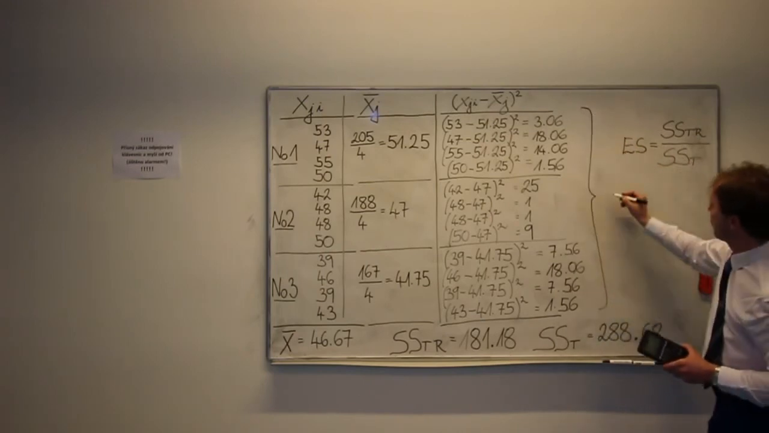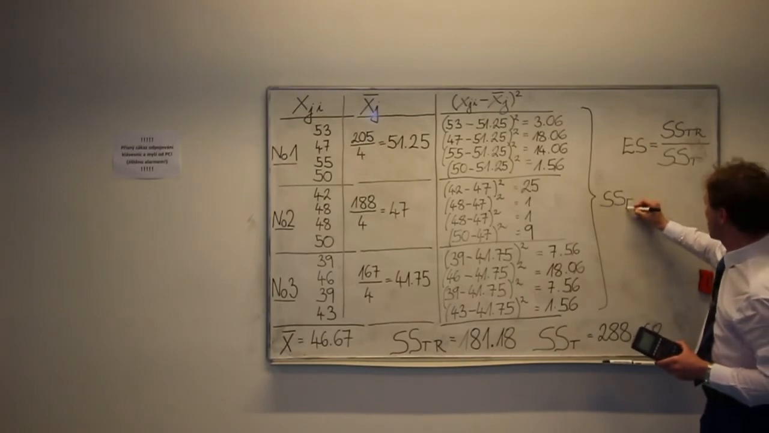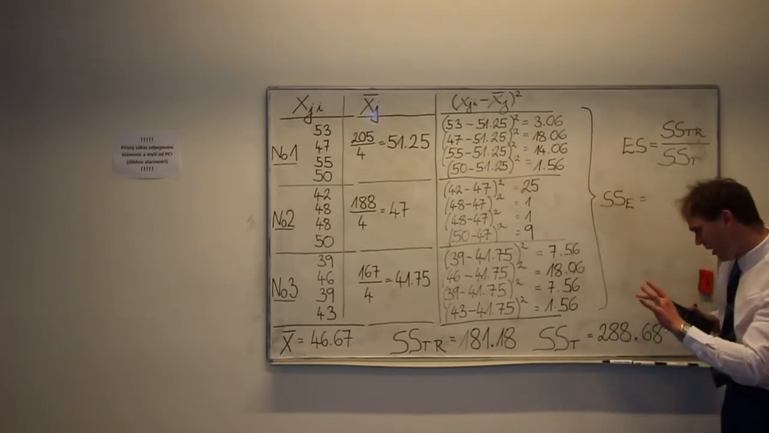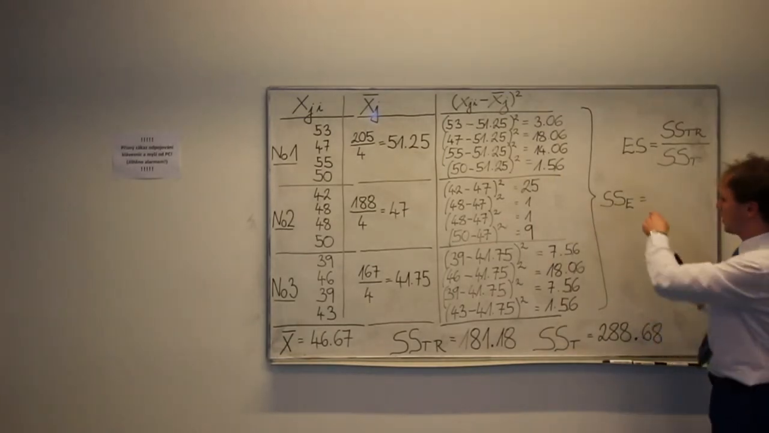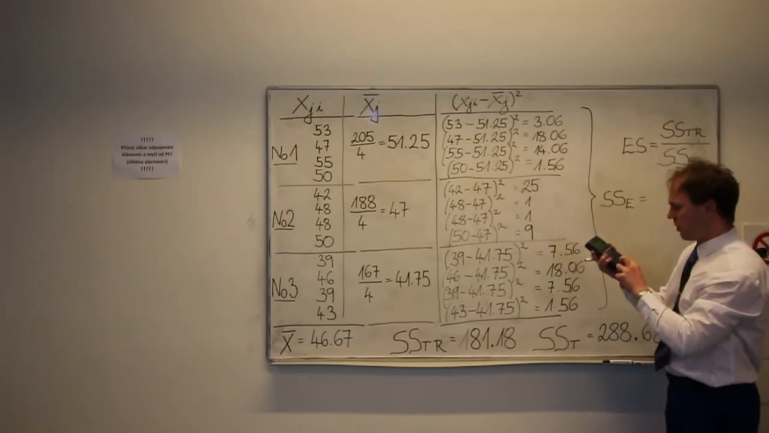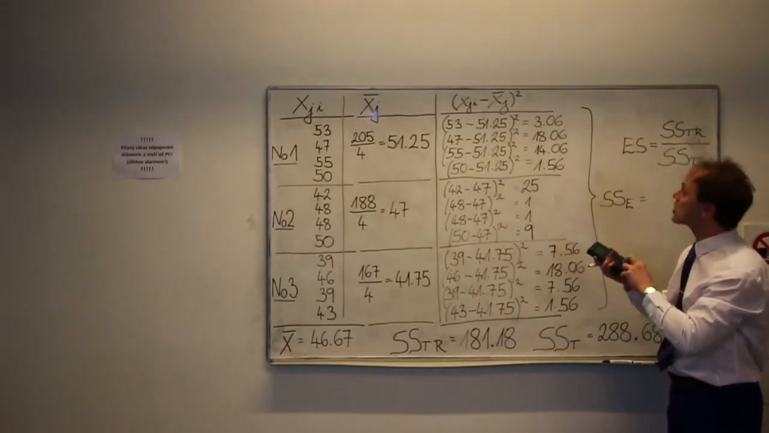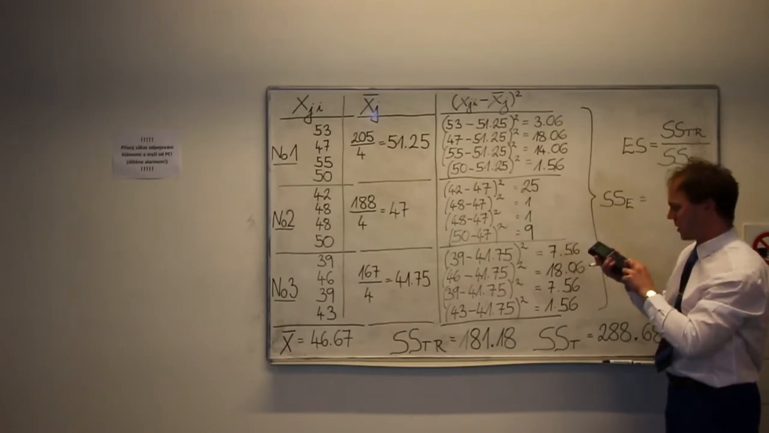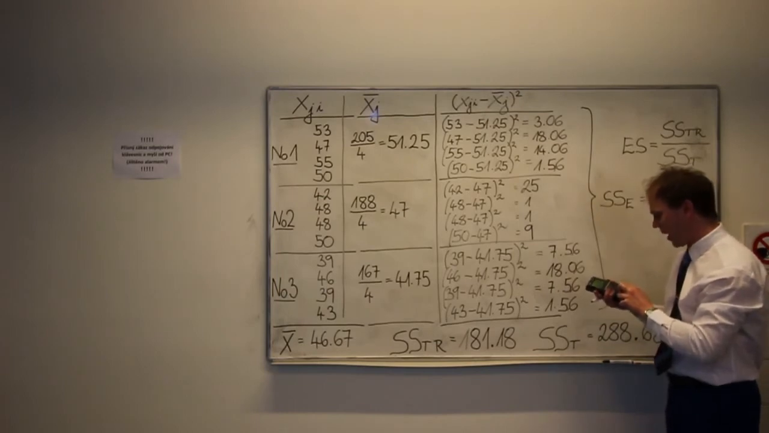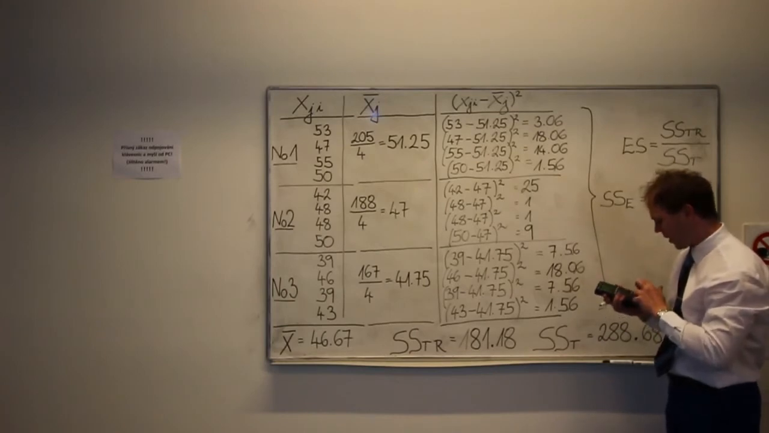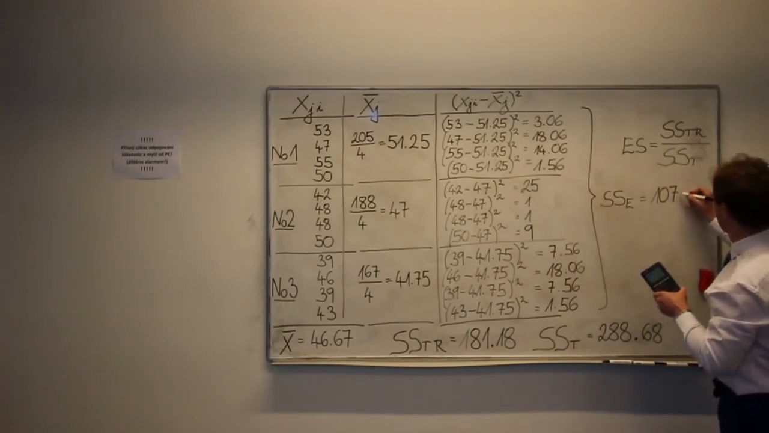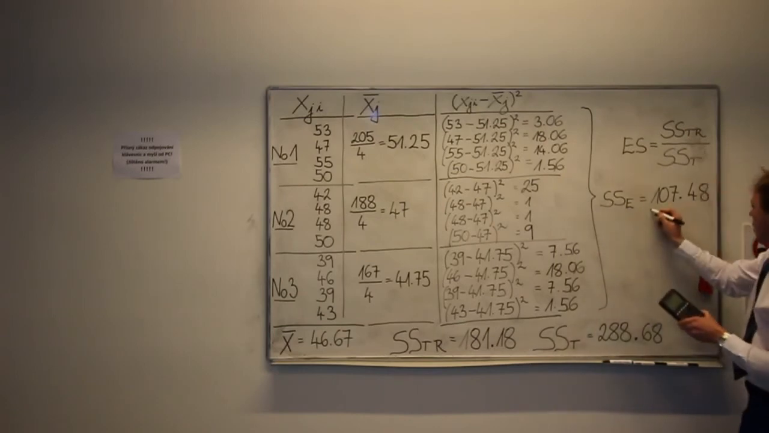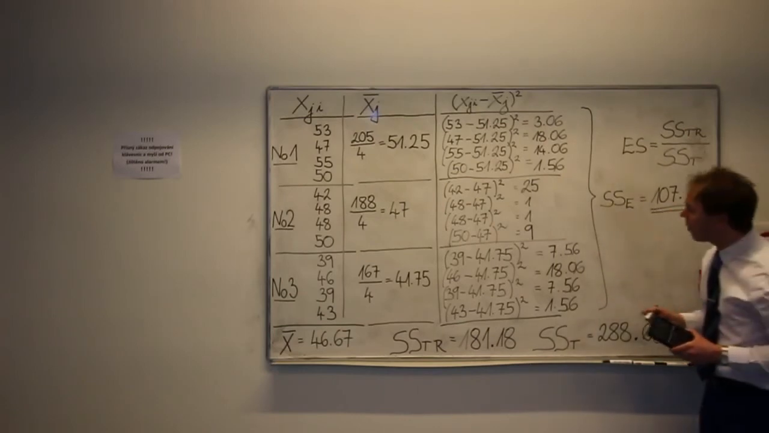Okay, so the summation of these 12 values should be the sum of squares error. And I calculated here 107.5. Am I right? So we'll see. 3.06 plus 18.06 plus 14.06 plus 1.56 plus 25 plus 1 plus 1 plus 9 plus 7.56 plus 18.06 plus 7.56 plus 1.56 is 107.48. So it's amazing. Everything is calculated correctly.